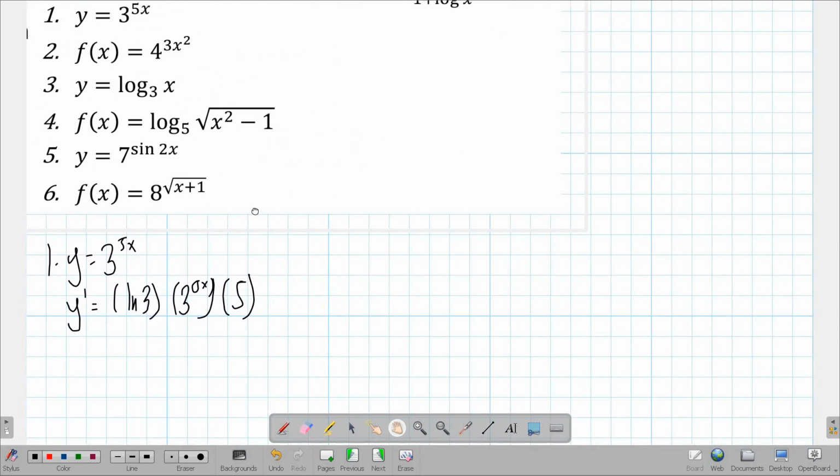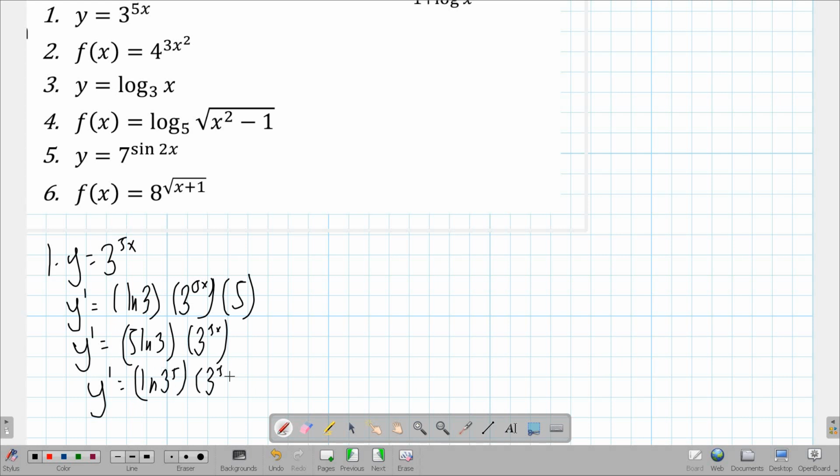So if we are to simplify this, we're going to get y prime is equal to 5 ln 3 times 3 raised to 5x. We can stop here, but we can still further simplify this by having y prime is equal to ln of 3 raised to 5 times 3 raised to 5x. Any one of these is already accepted as the answer.